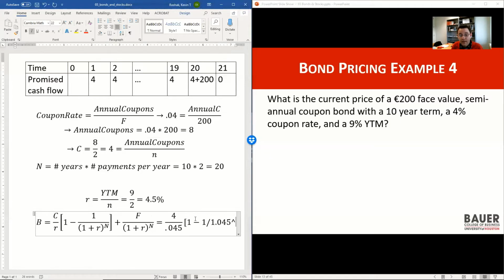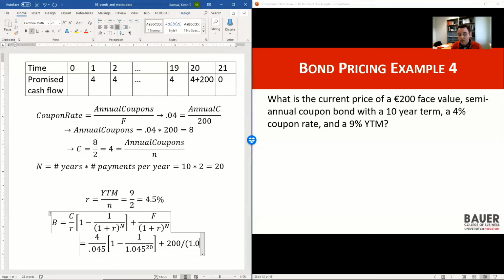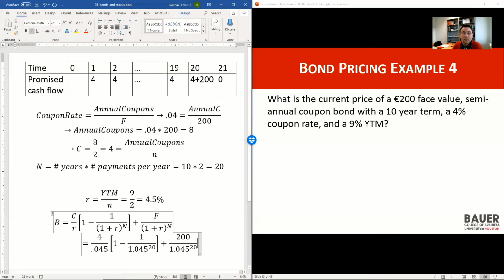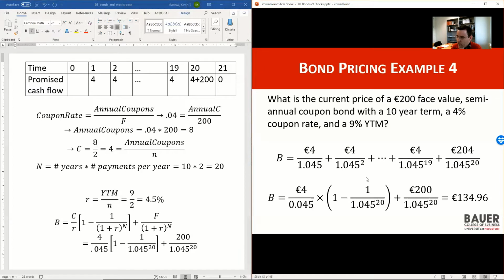We figured out N is 20 periods away. And then we have to add the face amount of 200 divided by 1.045 raised to the 20th. So it's a lot of work to get there. We have to manipulate each little piece of the formula. But once we did that, we just put it into the formula, crunch it into our calculator, and we'll get about 135 for the value of this bond.